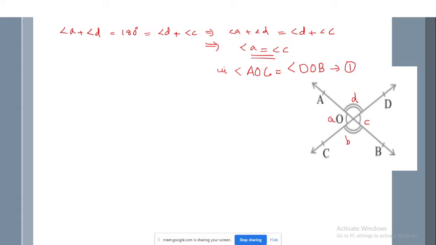So now, we have proved that one pair of vertically opposite angles are equal in one case. Now we need to prove that angle D is equal to angle B. Now let us take one ray, let's consider this ray OB and line CD. So tell me what all things you know.